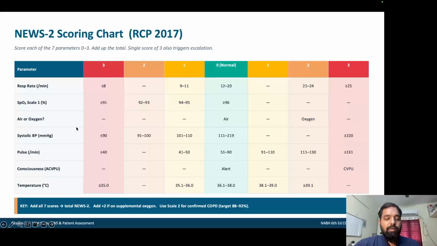As you see in this calculation, we have to calculate each and every parameter at the time of admission. Based on that, we calculate the patient's severity, and a 3 in any single parameter is also a trigger for escalation. If there is supplemental oxygen, add 2, and use scale 2 for confirmed COPD. The target SpO2 is 88 to 92.